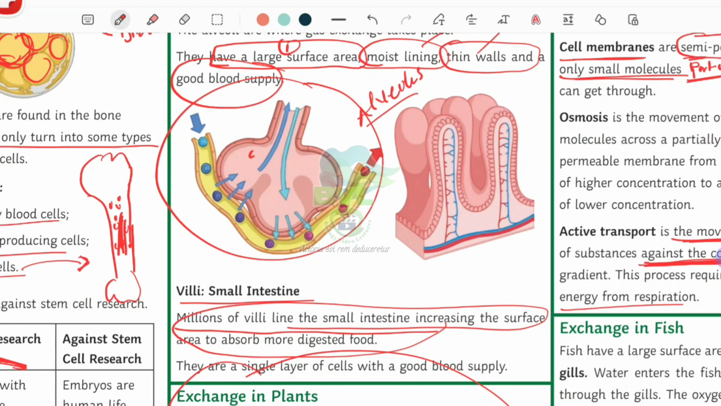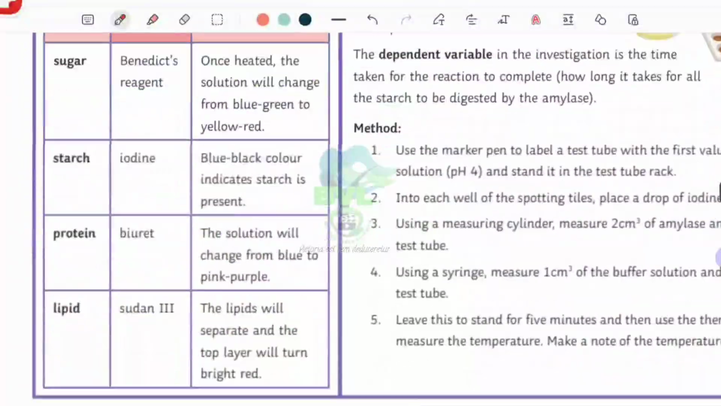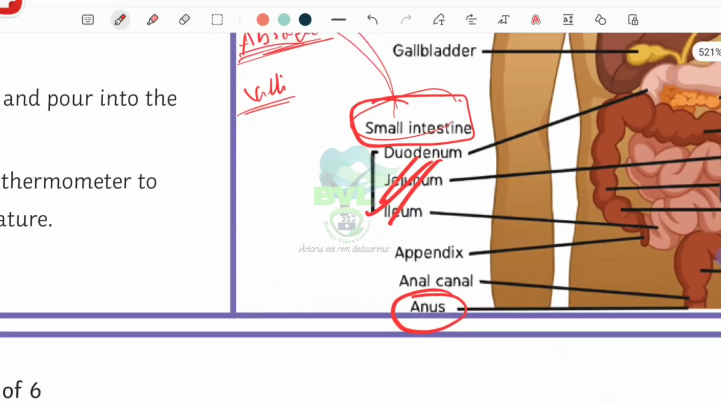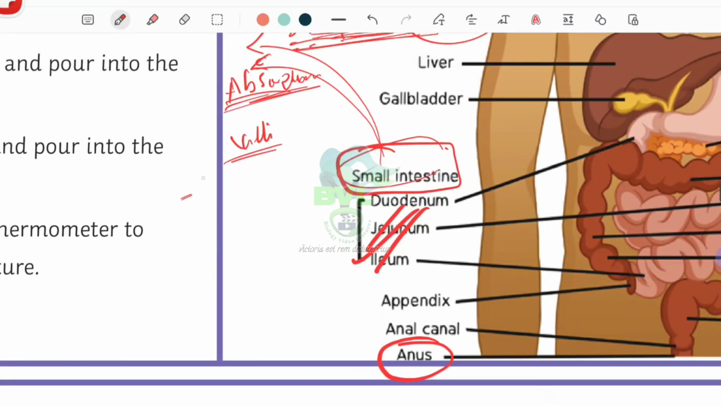This is very important, so you might want to take note of this now. It increases the surface area of the small intestine. That's the number one thing it has. And these villi are one cell thick. So let me go back to that part. Okay, there. So the villi are one cell thick. It increases the large surface area.